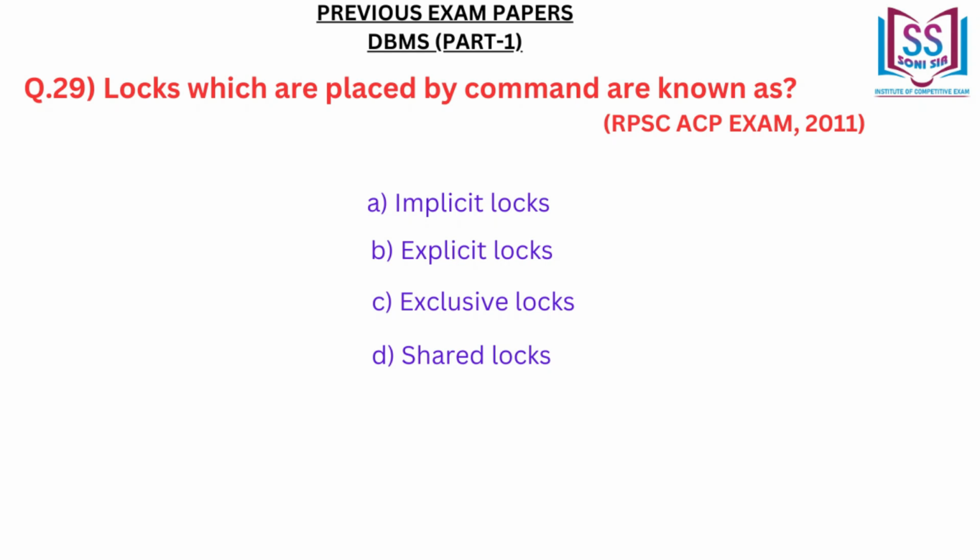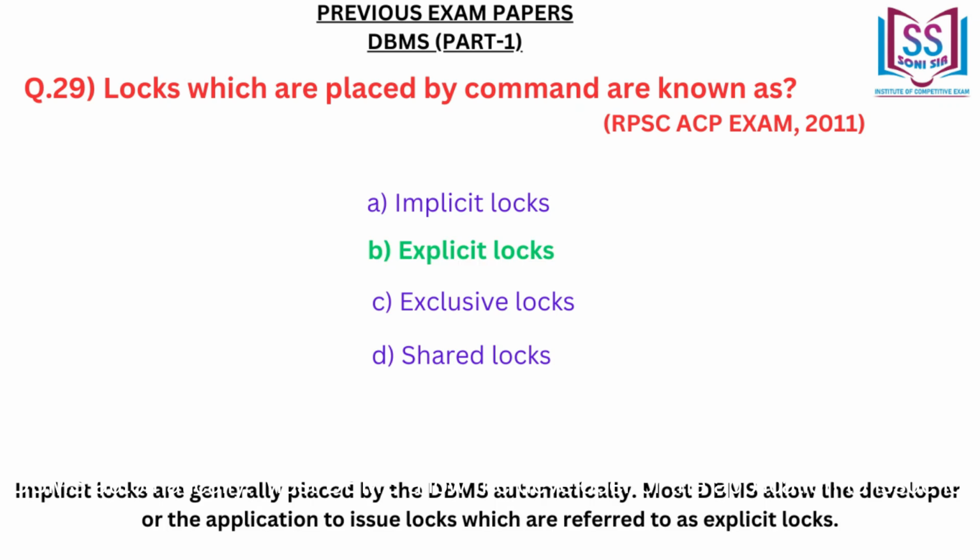Locks which are placed by command are known as A. Implicit locks. B. Explicit locks. C. Exclusive locks. D. Shared locks. Correct answer B. Explicit locks.